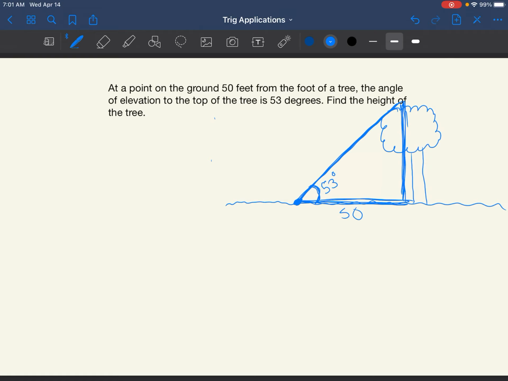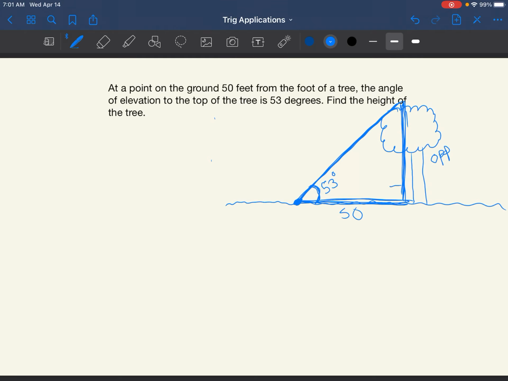And now, once we have a triangle, you need to label your sides. We're working from this angle. The side straight across from that angle is the opposite. So this side right here is the opposite side. So I'm going to label that OPP. That's my opposite.